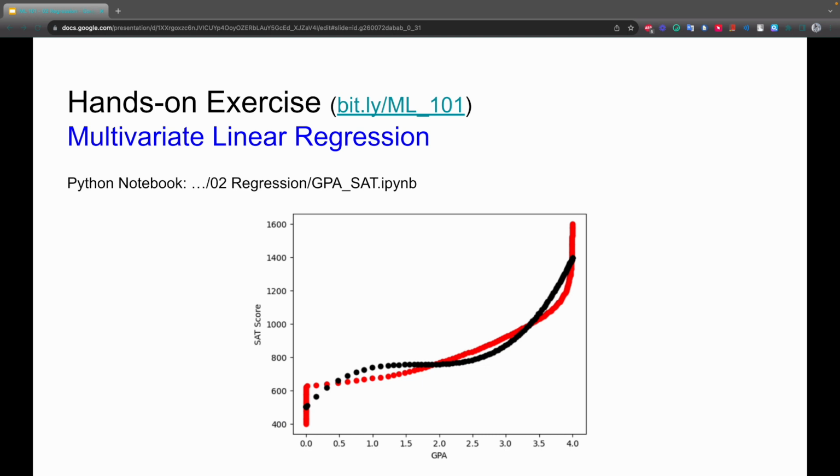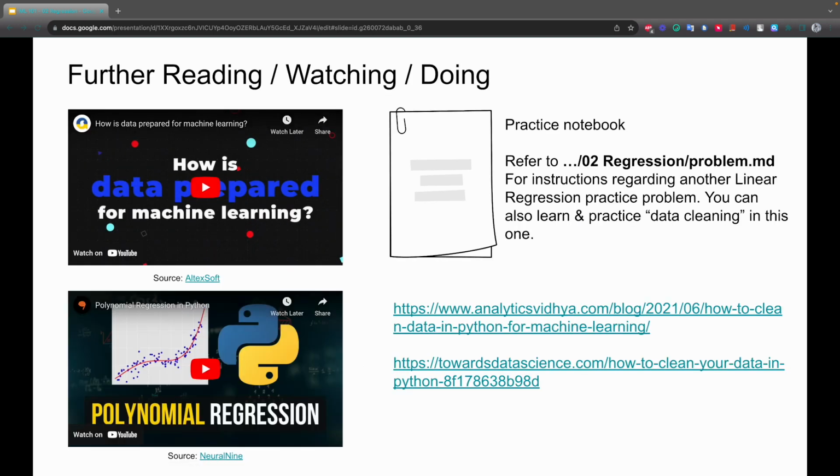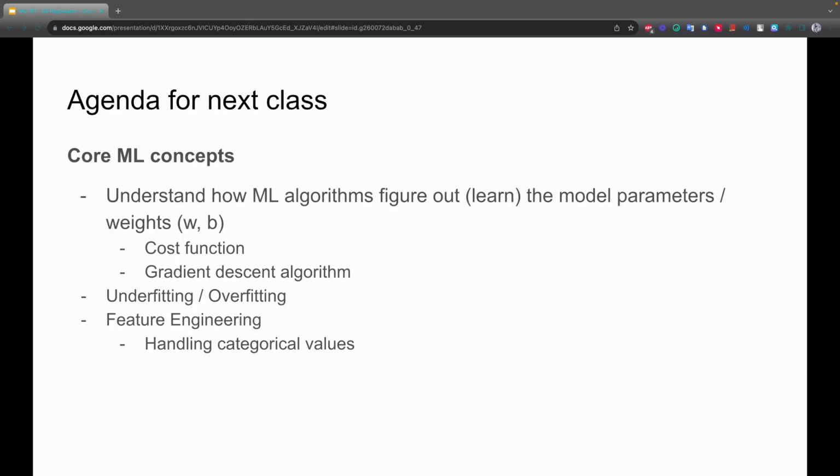In the hands-on exercise, we will continue to work on the SAT prediction model. This time, we will introduce two new features, GPA squared and GPA cubed. The final performance of the model is shown in the graph, and it is much better than the model we trained last lesson. To try another problem and get some experience with data cleaning, look at the problem.md file in the repo. I have included a data cleaning notebook and my approach to the problem.